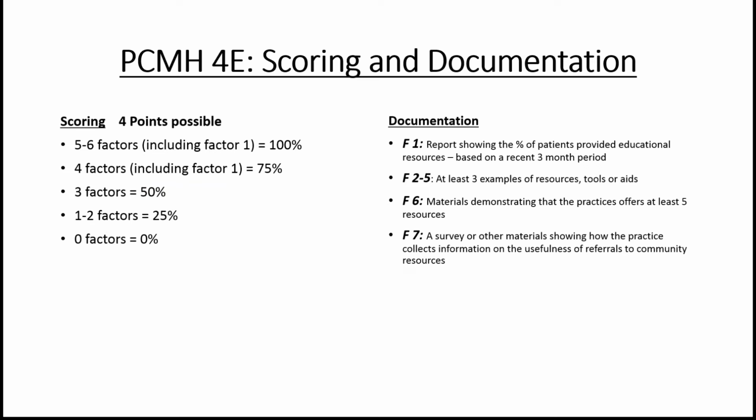There you can see the scoring and documentation. For Factor 1, a report showing the patients were provided educational resources. Again, that's one of the meaningful use requirements that the report can be used for if meeting that. Factors 2 through 5, 3 examples of the different resources or tools that are provided. Factor 6, materials demonstrating that the practice offers at least 5 resources. And Factor 7, either a survey or other materials showing how you collect information to assess how useful these different resources are that you're providing.